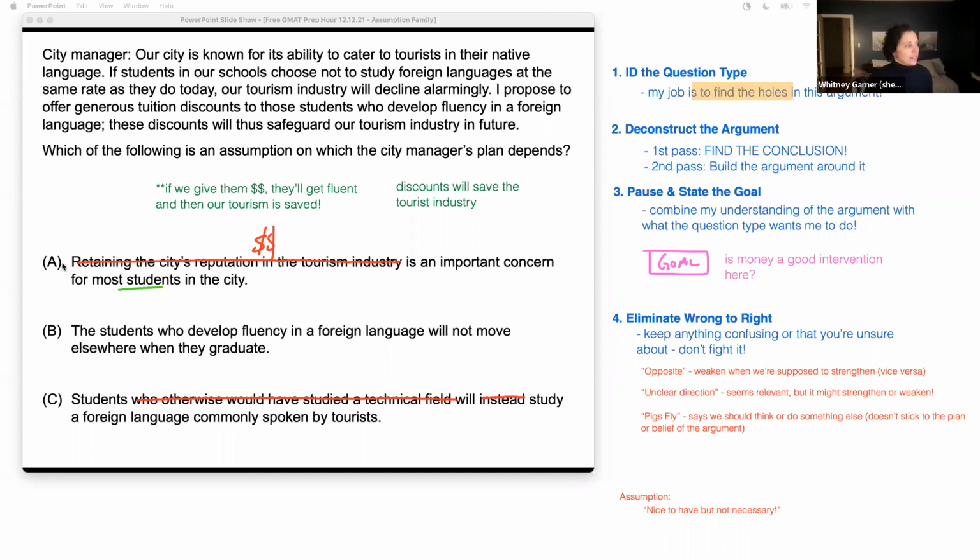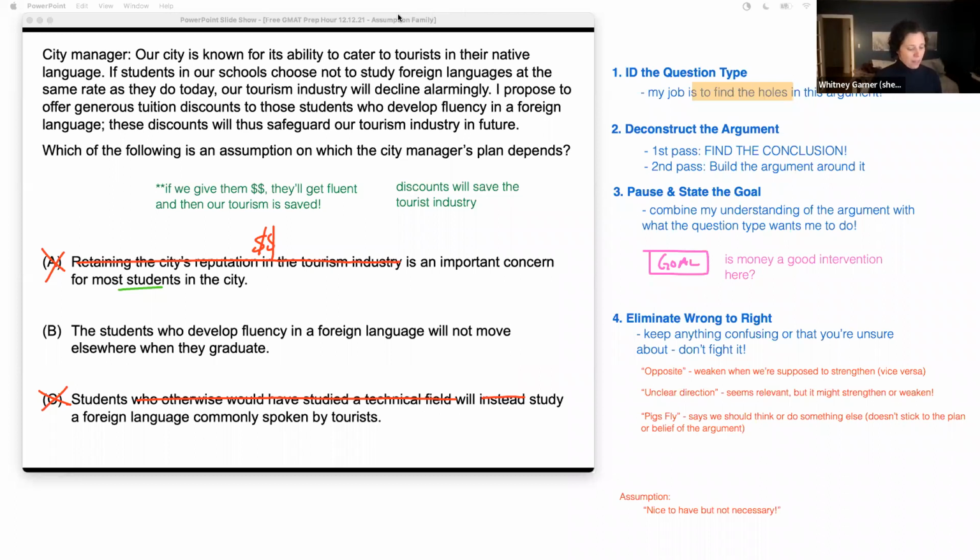But the way it's written, it's nice to have. It's not necessary. So why answer choice B? Well, the students who develop fluency are not gonna move away. That's good, because if they do move away, we're in trouble. So a good assumption eliminates a bad possibility. And in this case, students leaving would be a very bad possibility. And so it's quite good that in this world, it eliminates that.